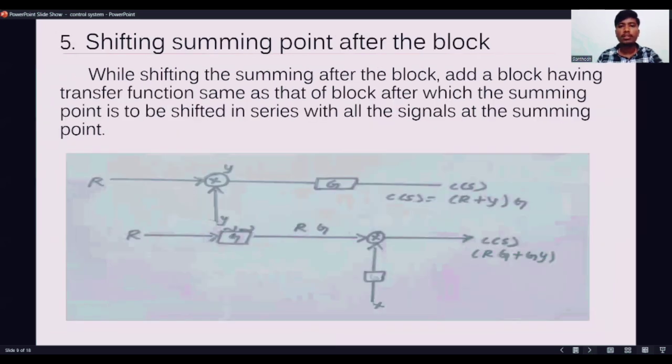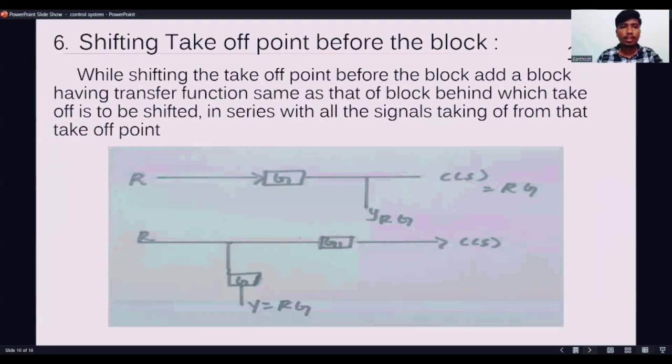Then, shifting the summing point after the block. While shifting the summing point after the block, add a block having a transfer function the same as that of the block after which the summing point is to be shifted, in series with all the signals at the summing point. And here is a diagram which shows the summing point shifting after the block.